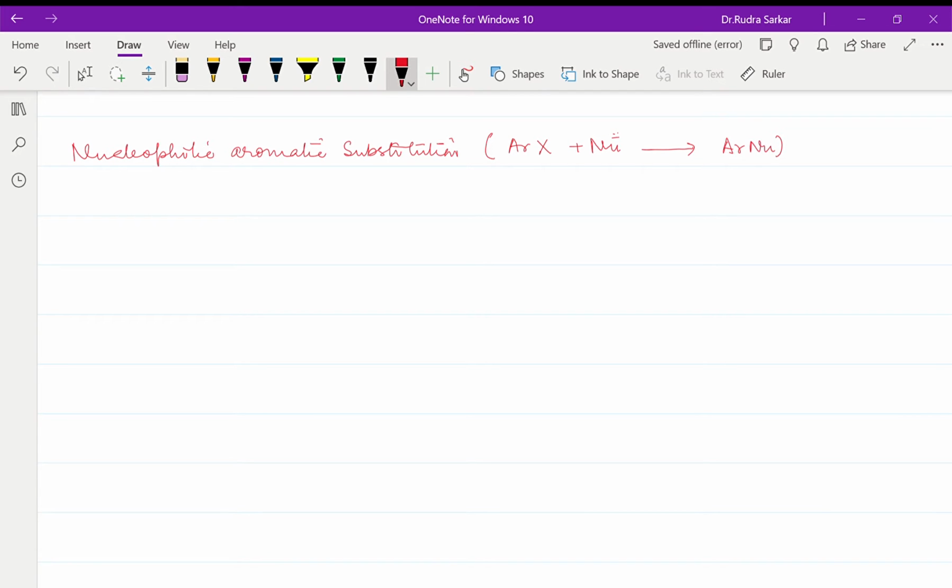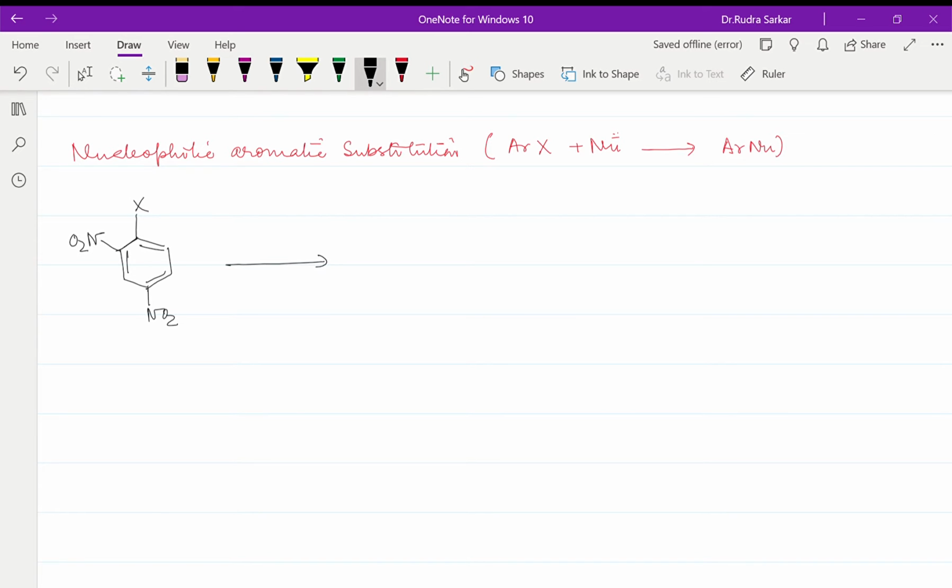Now the criteria for such a reaction is that the benzene ring has to have a leaving group. Apart from that, it needs electron withdrawing groups attached to the benzene ring, and the leaving group should have an ortho or para relationship with the electron withdrawing groups. So this is the main criteria.